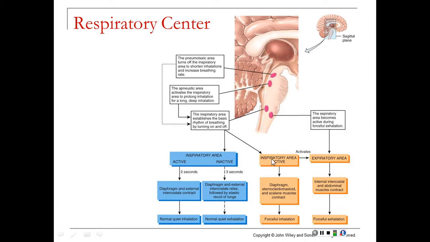Here you can see what all of the various areas do. Your inspiratory area, when it's active, is going to cause your diaphragm and external intercostals to contract during quiet inhalation. When it's inactive, those muscles relax, allowing for quiet exhalation. When your inspiratory area is highly active, your diaphragm, sternocleidomastoid, and scalenes can contract for a forceful inhalation. Your expiratory area can become active during a forceful exhalation, innervating and telling your internal intercostals and abdominal muscles to contract to kind of squeeze that extra air out.